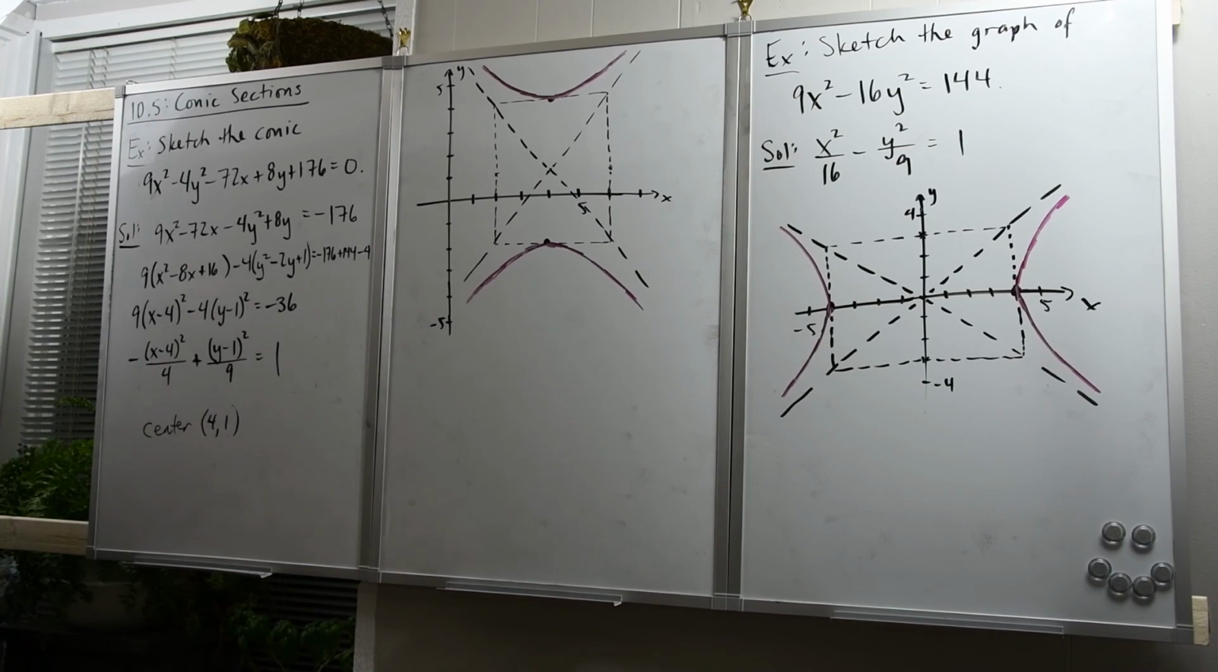And that's an example of how you can draw one of these things if the center is not located at the origin. And that finishes 10.5.